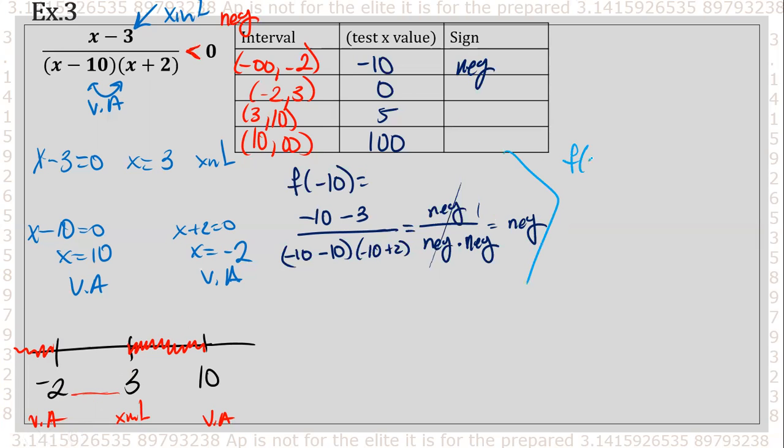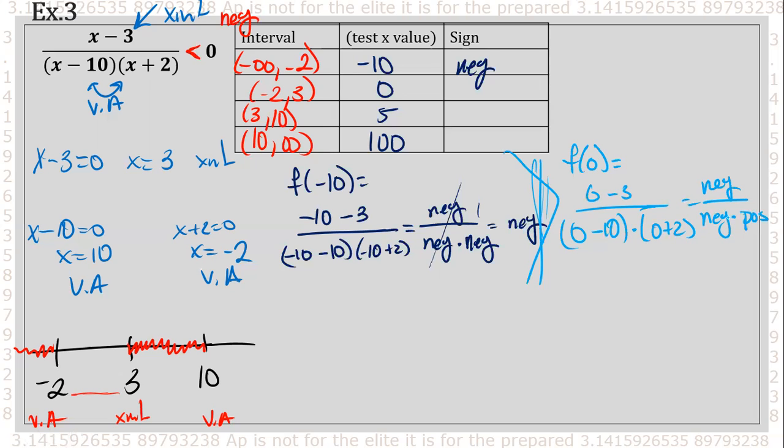So f of 0, let's go ahead and check that. Keep in mind, that's how I draw my divisions, right? It doesn't mean less than or greater than. So f of 0, I got 0 minus 3, divided by 0 minus 10, times 0 plus 10. I got a negative divided by a negative times a positive, right? So we can see I got a negative on the numerator, a negative denominator, and 1 over a positive. So this was a positive.